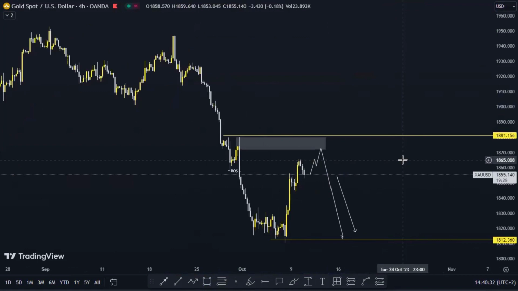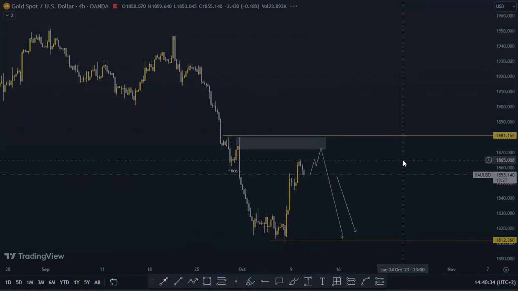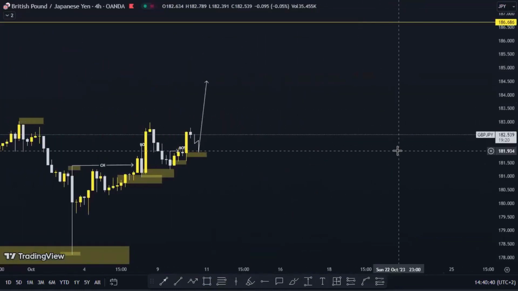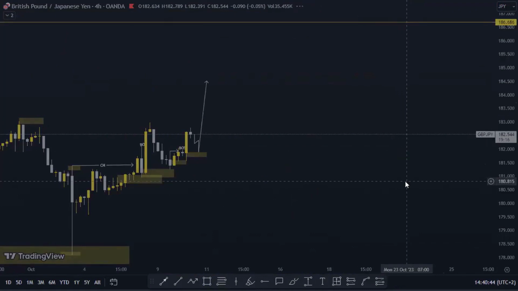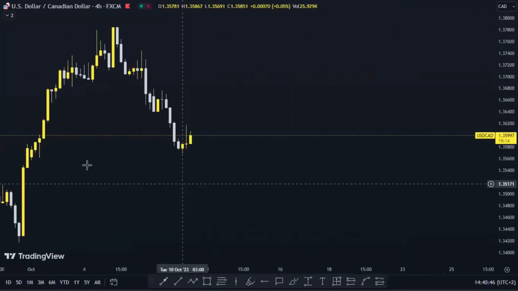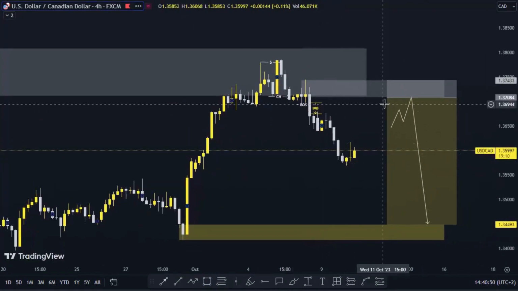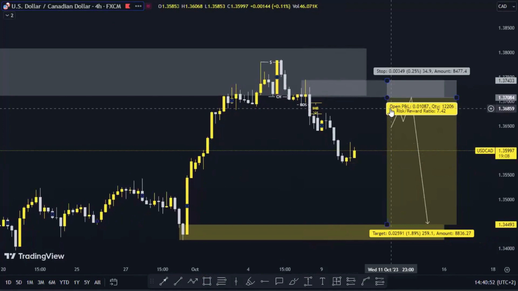Look at gold, looking for more shorting opportunities. What's the next one? Must be GBPJPY. We're looking to buy more for price to come back to 181,950. Then we're gonna buy. What's the next one? USDCAD, looking for shorting opportunities just for the market to push up now a little bit higher.